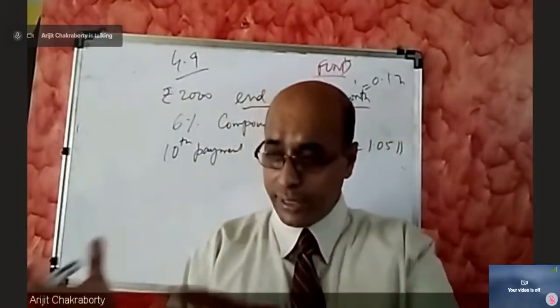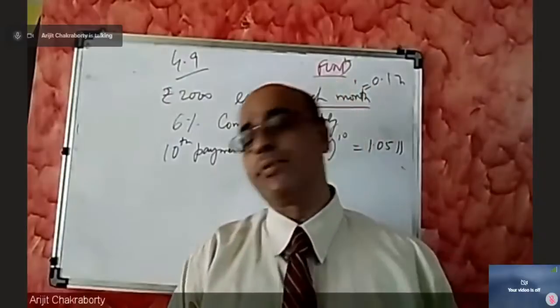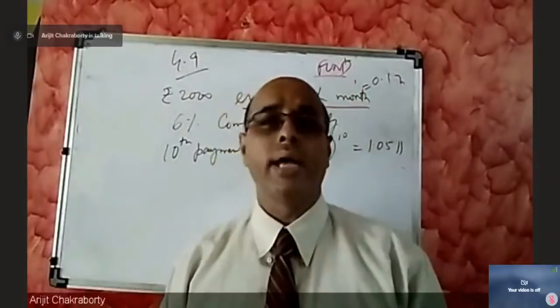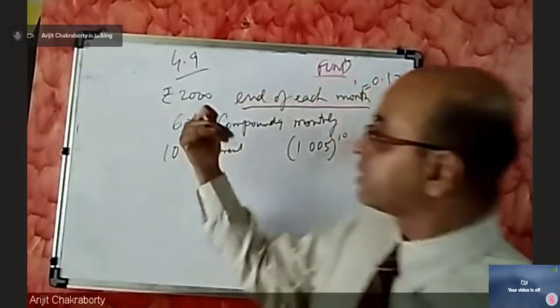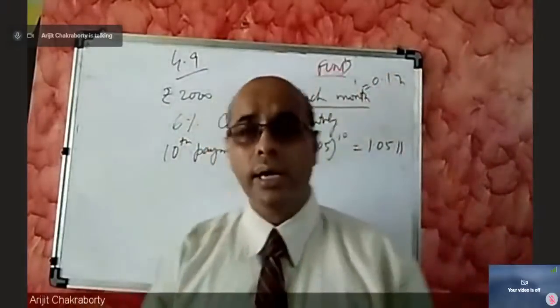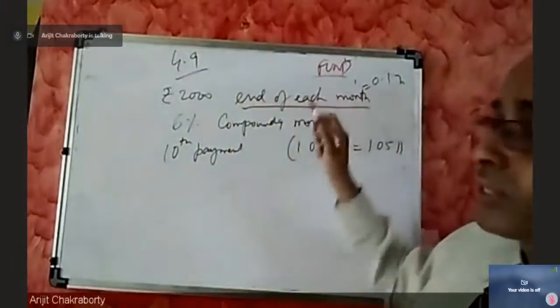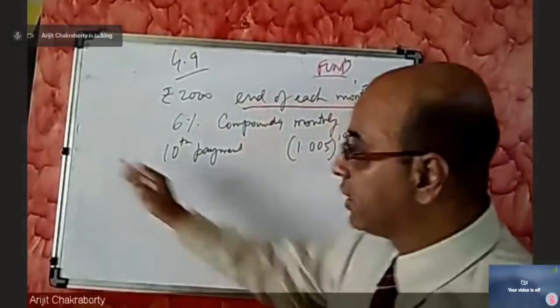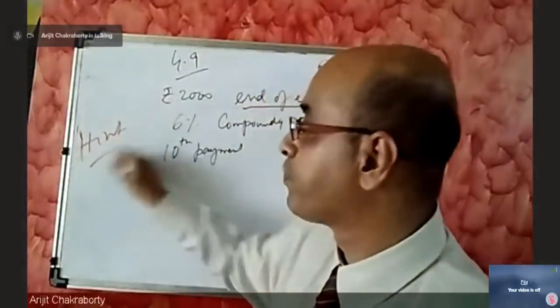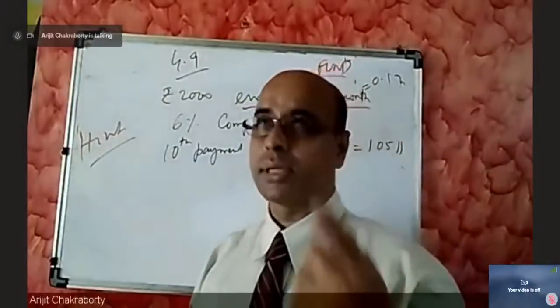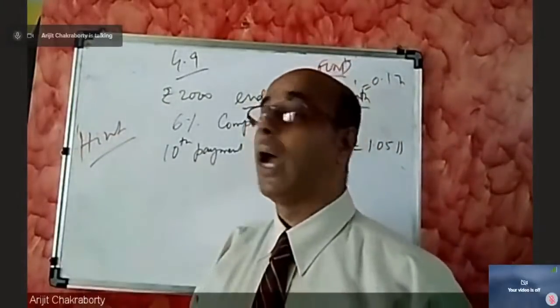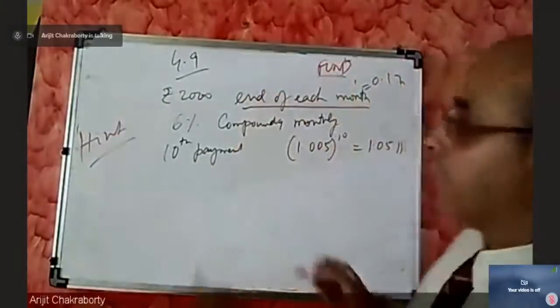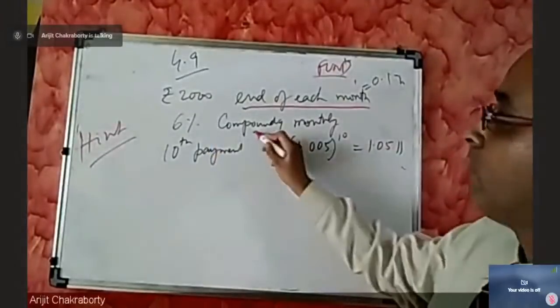Right? If it had been at the beginning of the month, then it would have been annuity due or annuity immediate. So this is an example of annuity regular. So we have end of each month. So this is hint number 1. Shortcut. You know this is annuity regular because they are saying at the end of each month. Right. 6% is given, but it is compounded monthly.